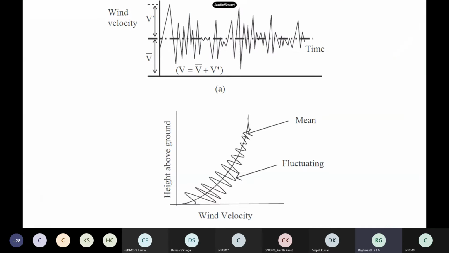So now this is how the wind is measured. If you have an anemometer, or anemogram, this is an instrument which measures wind velocity. These instruments will be put up at what height? Just now I told you what height they will be put up.